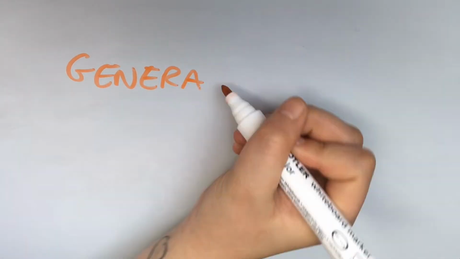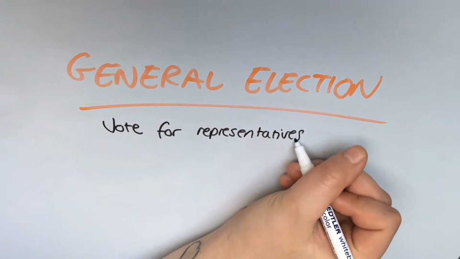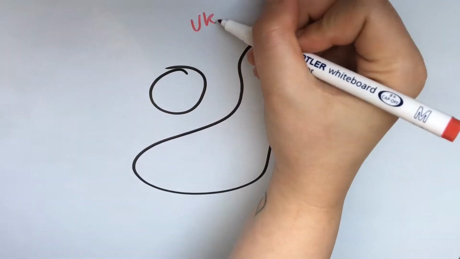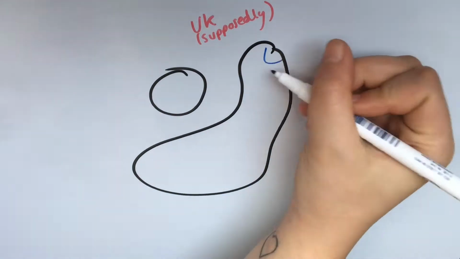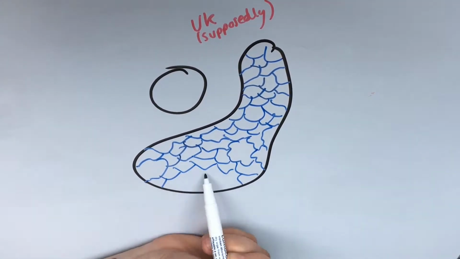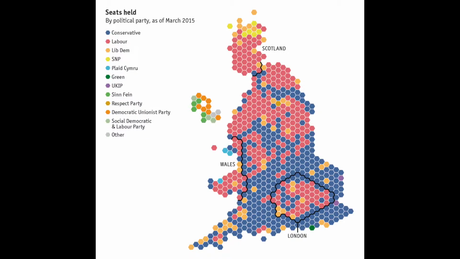In a general election, every eligible voter throughout the UK chooses an MP, a Member of Parliament, to represent them. It works like this. The UK is split into many different constituencies, and the people in each constituency vote for who they want to represent them in Parliament. This is a map of all the constituencies in the UK. They've been coloured to represent which political party they chose to represent them in 2015. There's a link in the description to find out which constituency you are in.